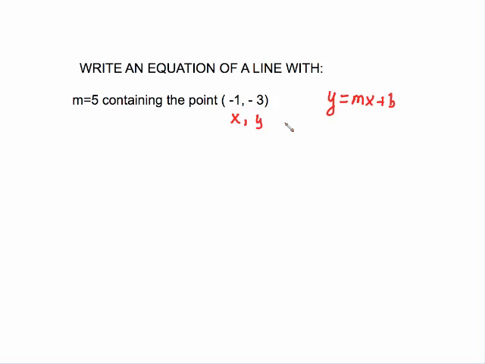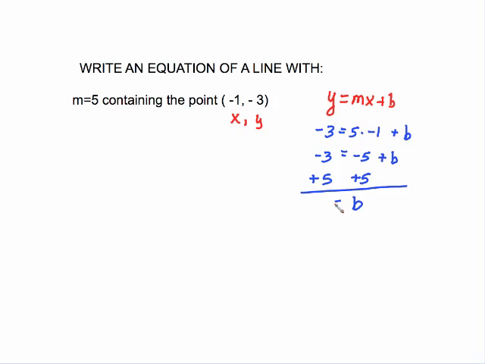So y is negative 3, m is 5, x is negative 1, b is the value I don't know, but I can figure that out pretty easily right now. 5 times negative 1 is negative 5. So simple little equation here, add 5 to both sides, and you have that b equals 2.